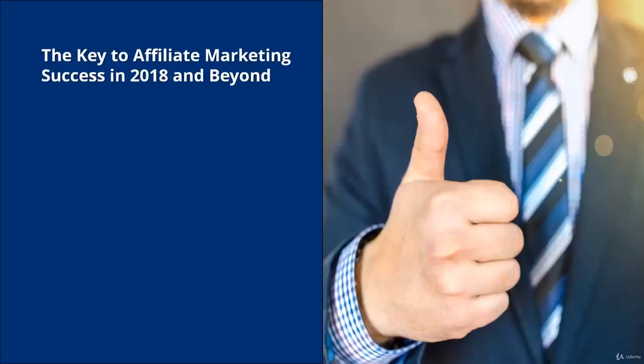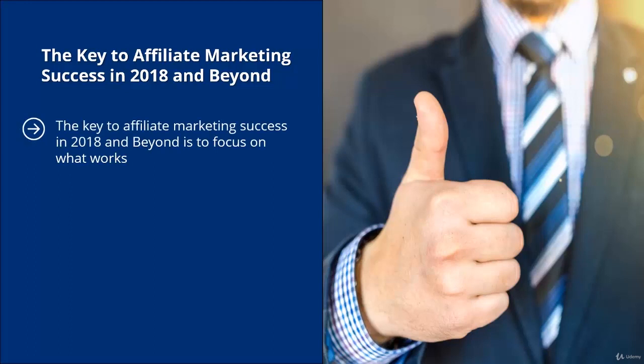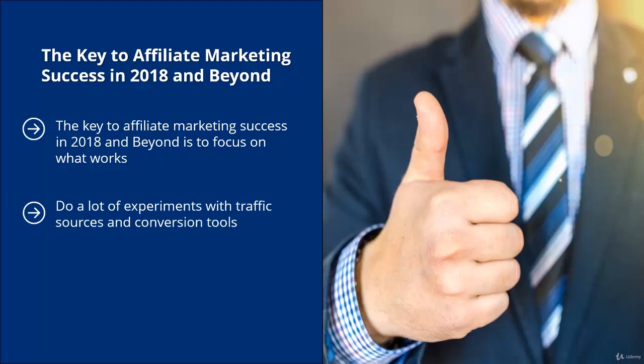Conclusion. The key to affiliate marketing success in 2018 and beyond is to focus on what works. Do a lot of experiments with traffic sources and conversion tools. But at the end of the day, you need to identify what works, optimize it so it converts at the highest predictable level possible, and then scale it up.